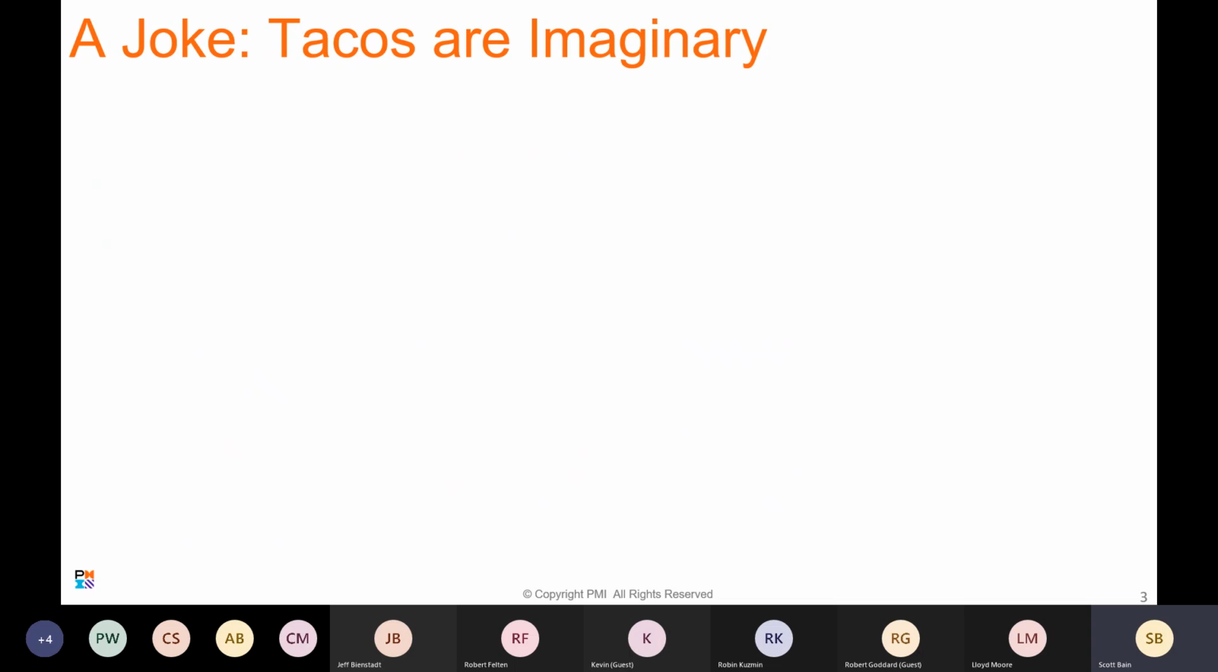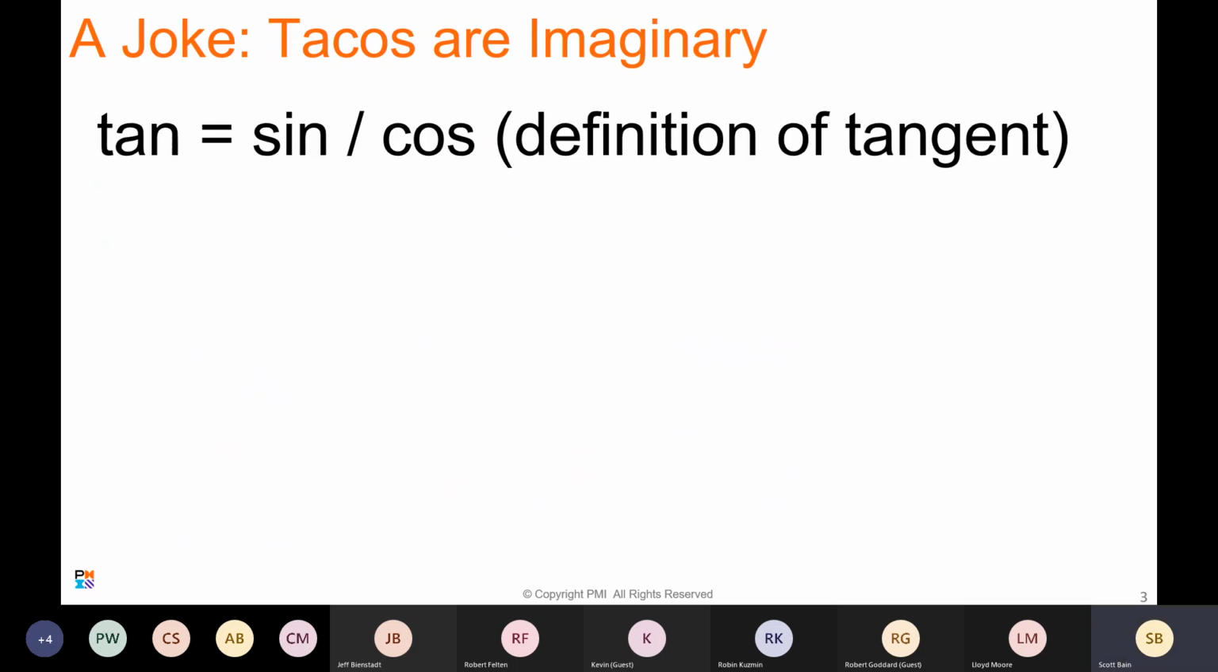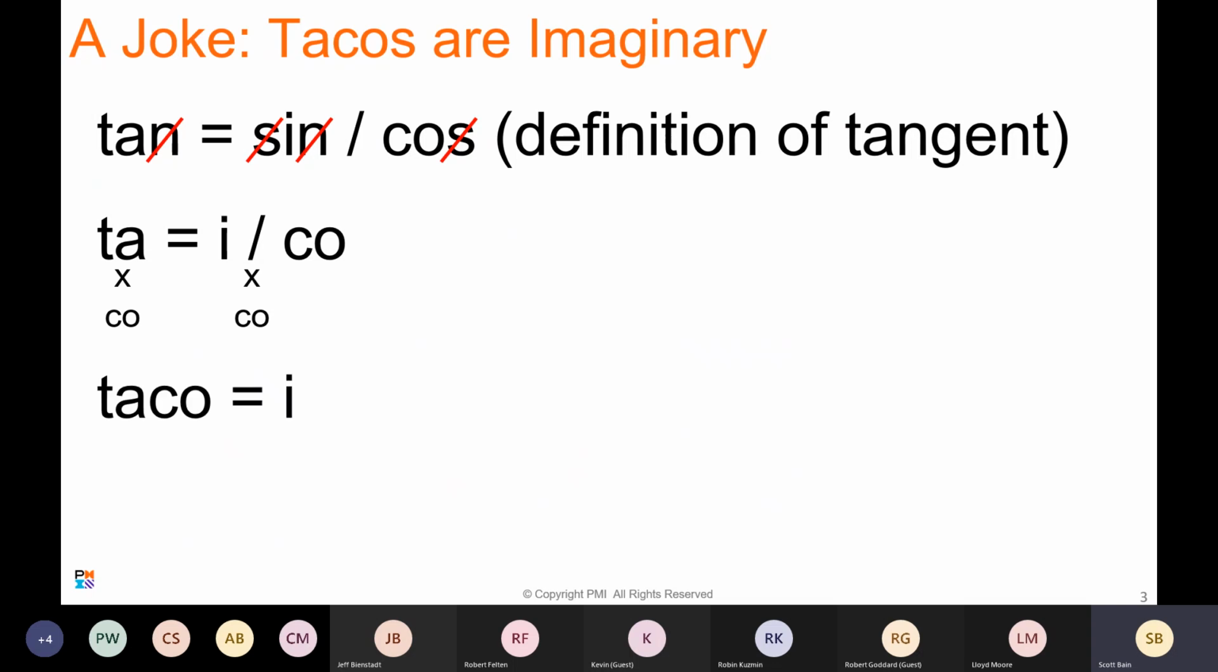Tacos do not exist. We start with a known. Tangent equals sine divided by cosine. That's axiomatic at this point in history. We can factor out the n's and also the s's, leaving TA equals I over CO. Multiply both sides by CO, and you get taco equals I, or imaginary. Tacos do not exist. My logic professor was a fun guy.